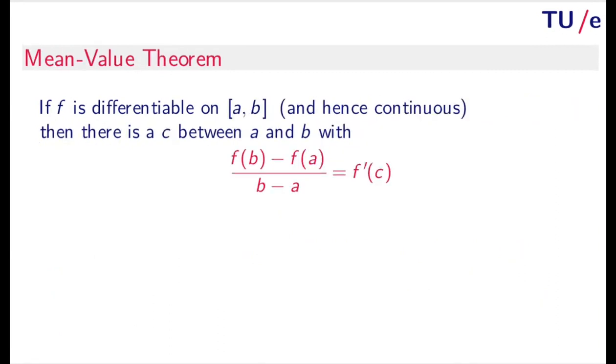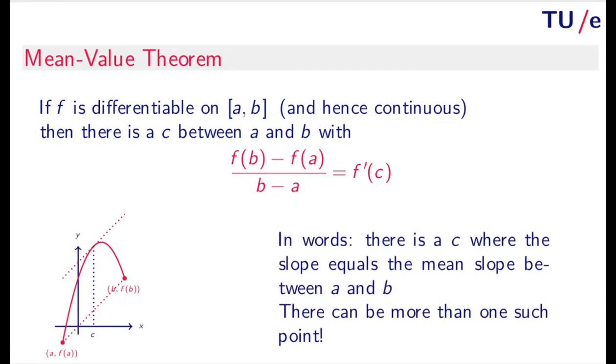The mean value theorem is just a generalization of this theorem of Rolle. Now you just take function f to be differentiable again on an interval from a to b, and now we can find a c just between a and b where the derivative of f at c equals f(b) minus f(a) divided by b minus a.